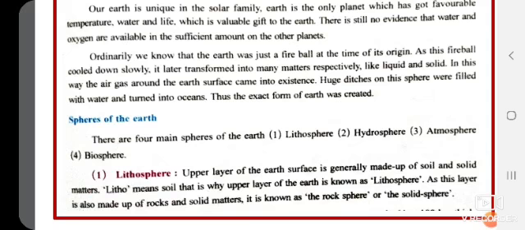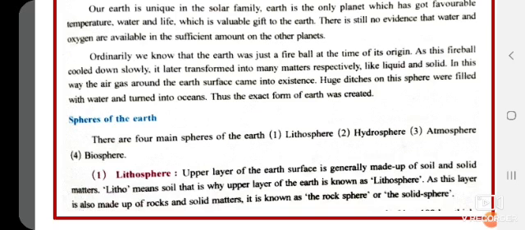Now, how was the earth created? So, we know that earth was just a fireball. When we look at it originally, at that time the earth was just like a fireball. And this fireball slowly cooled down, and it later transformed into many matters. You have learned about matters. There are three types of matters, that is liquid, solid and gas.